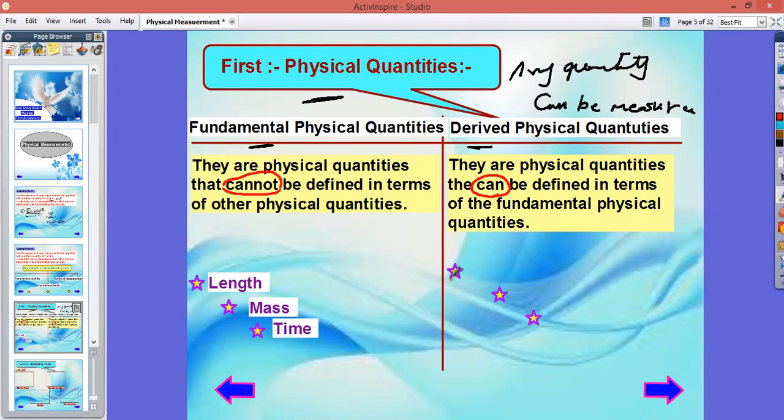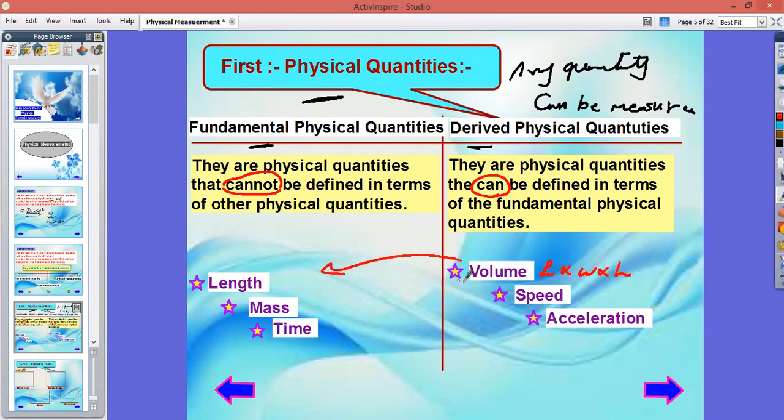What about derived? A derived quantity is a physical quantity that can be defined in terms of another fundamental physical quantity, such as what? Speed, volume, acceleration, force, and so on. Any derived quantity, any quantity that depends on another physical quantity, is a derived quantity. Okay, volume equals length times width times height. So it depends on another fundamental quantity, it depends on length.